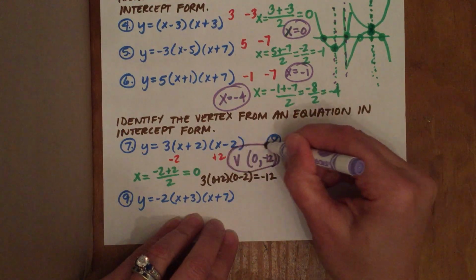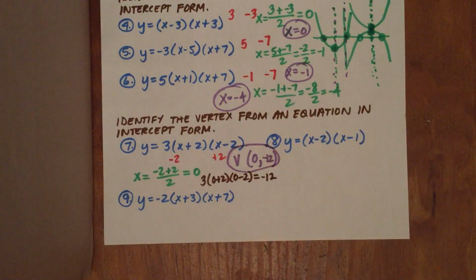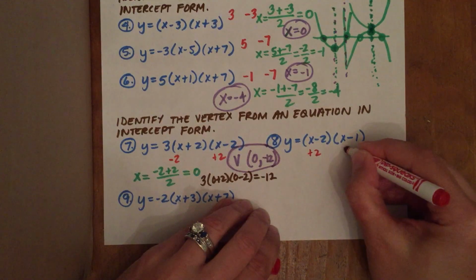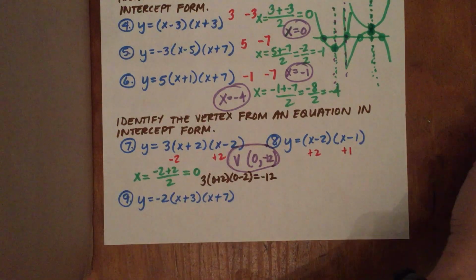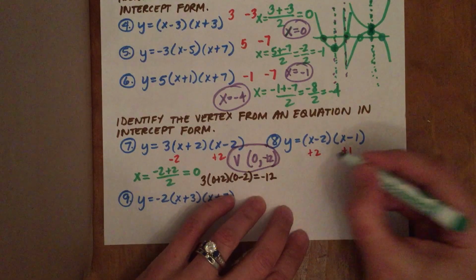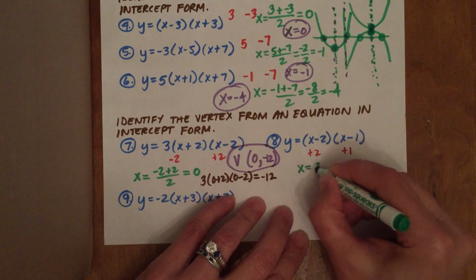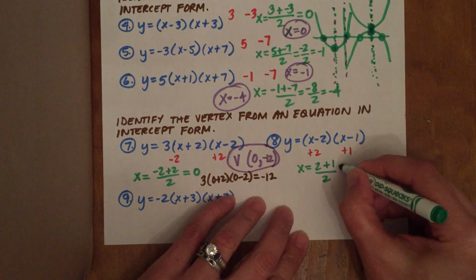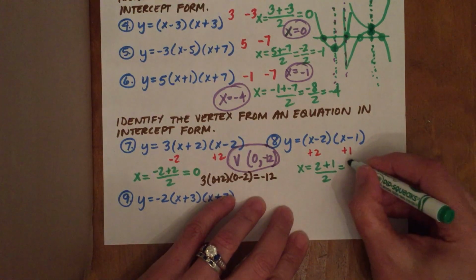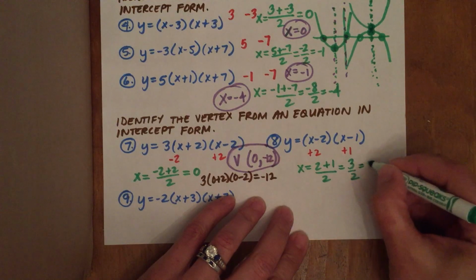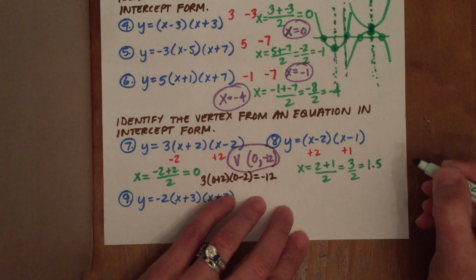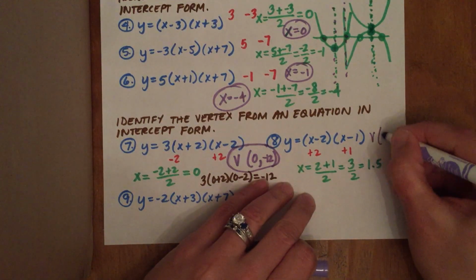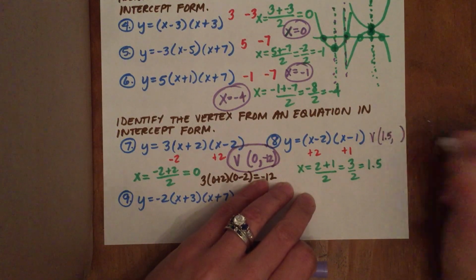That's my first vertex. So let's look at number 8. Number 8, my two roots are positive 2 and positive 1. So I'm going to find the halfway point between those two. So x equals 2 plus 1, remember, this is your axis of symmetry, divided by 2. So 2 plus 1 divided by 2 gives you 3 over 2, which is 1.5. So I know that my vertex is going to have an x-coordinate of 1.5.